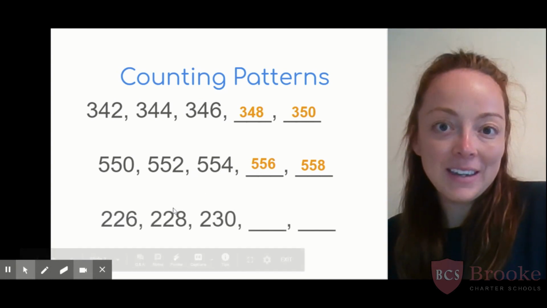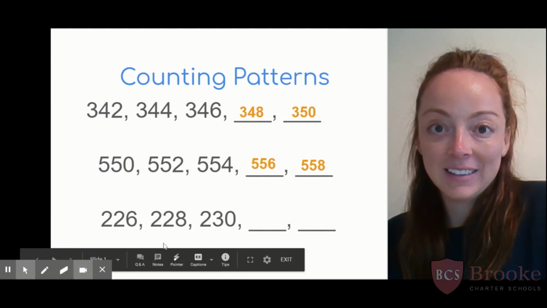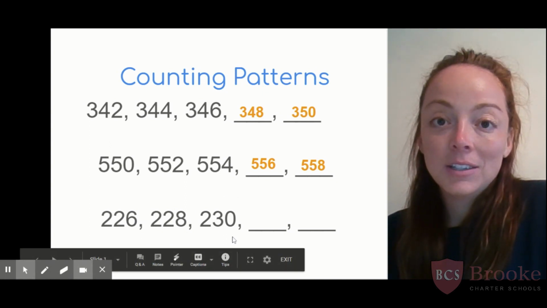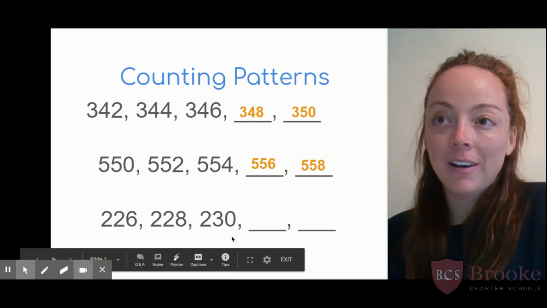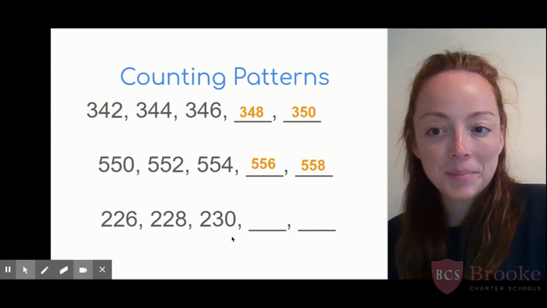Count the pattern with me. Get ready, go. 226, 228, 230. So again, copy this down and figure out, what am I counting by? And then what comes next in my pattern. Get to work.